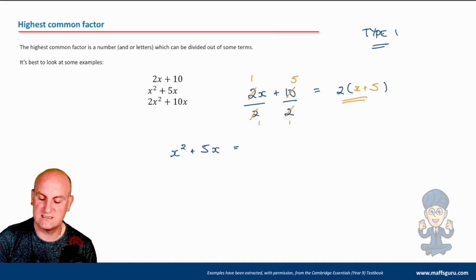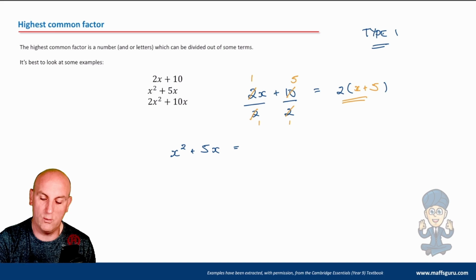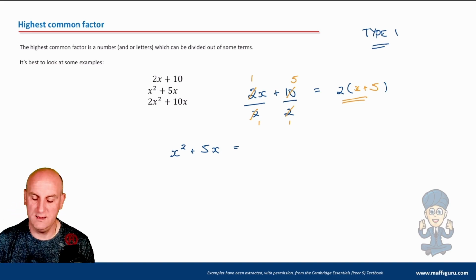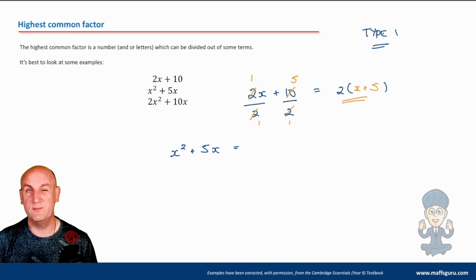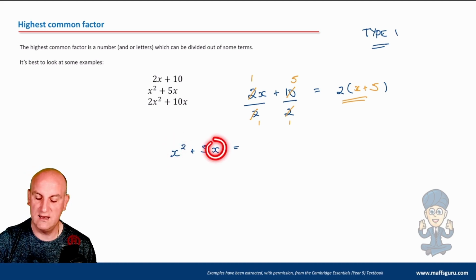So here we go. We got x squared plus 5x. Now, what is my highest common factor? Well, I always look at the numbers first. What's in front of the x squared? Oh, there's no number. Yeah, there is. It's a 1. All right. And what's in front of the x? It's 5. Right. So what's the highest common factor of 1 and 5? Well, it's 1. So I'm not going to write that because that's a bit pointless. Now I'm going to look at my letters. I've got an x squared and I've got an x.